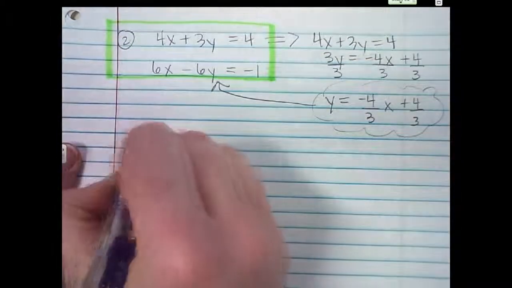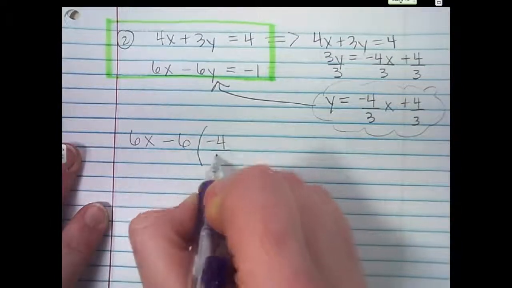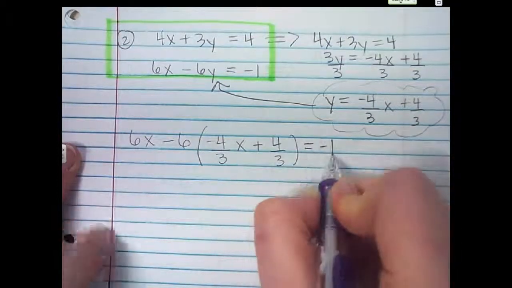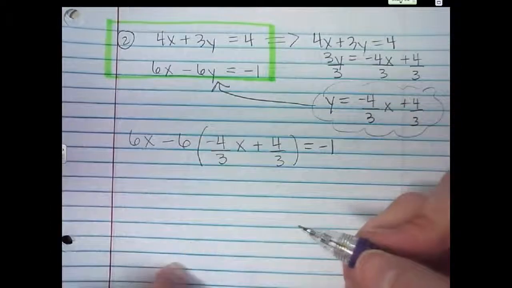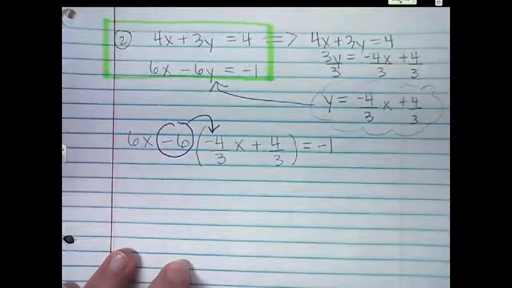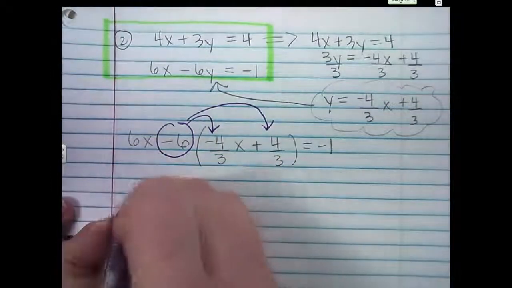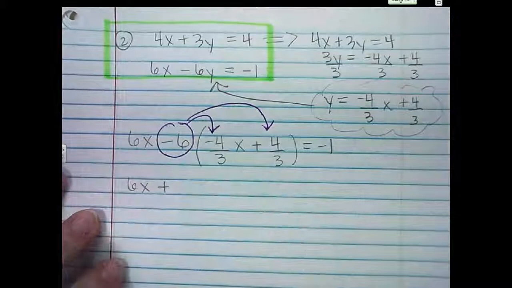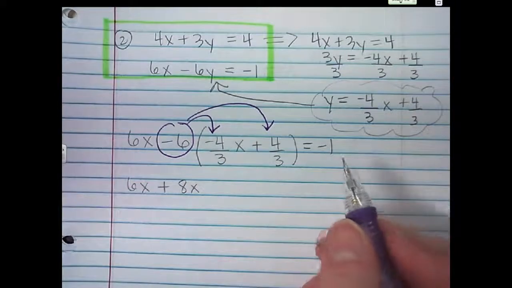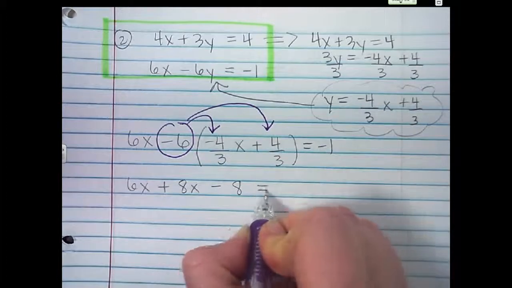Okay, so just be careful when you're writing this out. 6x minus 6 times all of this, negative 4/3 x plus 4/3. And honestly, even though you can use a calculator here, I'll still see errors. You're distributing a negative 6 to both fractions. So it goes into the negative 4/3 and also to the positive 4/3. So this is 6x plus, what does that become? 8x. Good. Do you need me to show you why? No, I got it. Minus 8 equals negative 1.